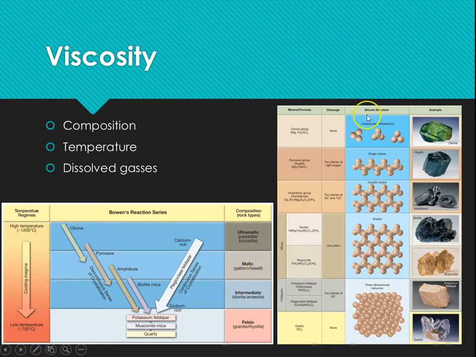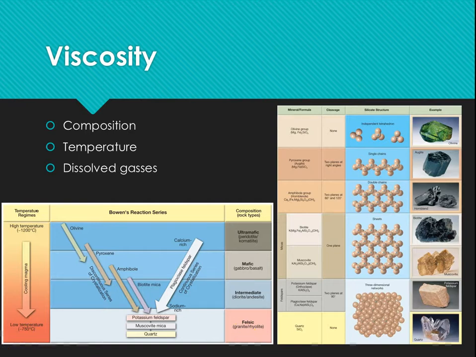And part of that is because the structures that we find in those mafic lavas are very simple structures. And so if you have just a bunch of chains, they slide past one another a lot easier than these big nets and these big sheets do. All right, so mafic is the lowest viscosity, and felsic has the highest.